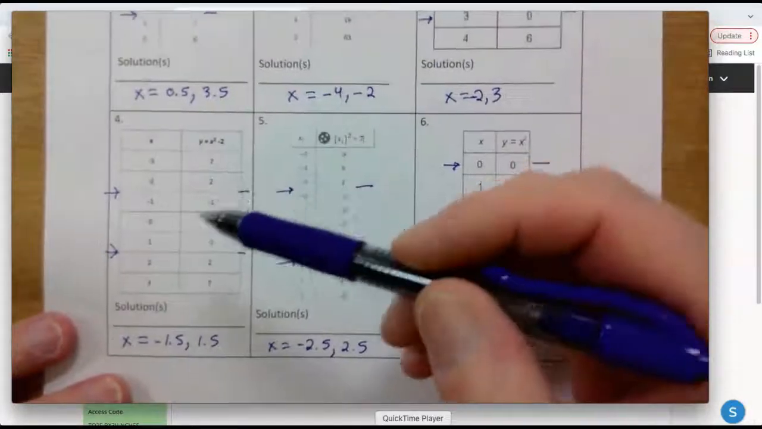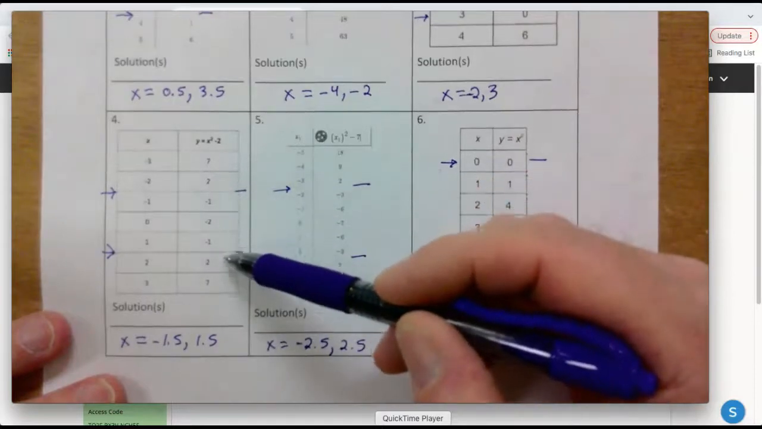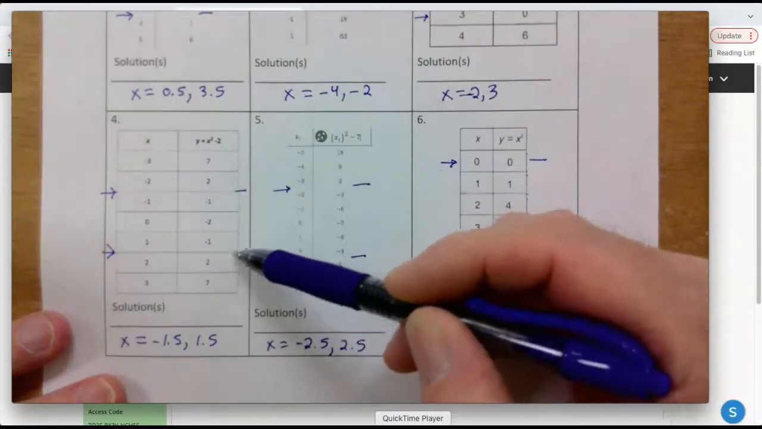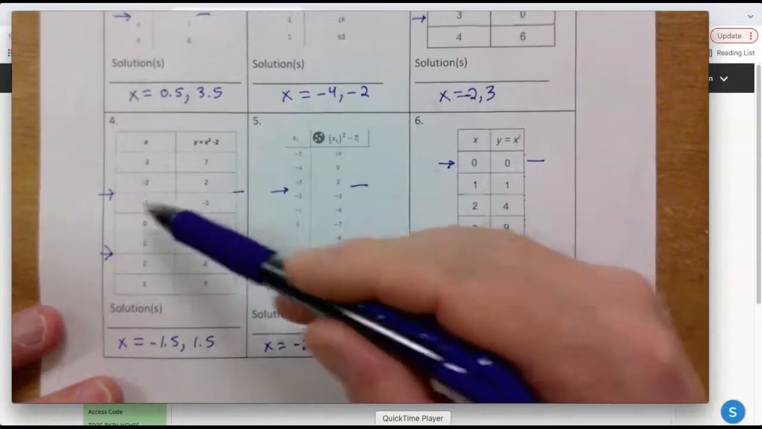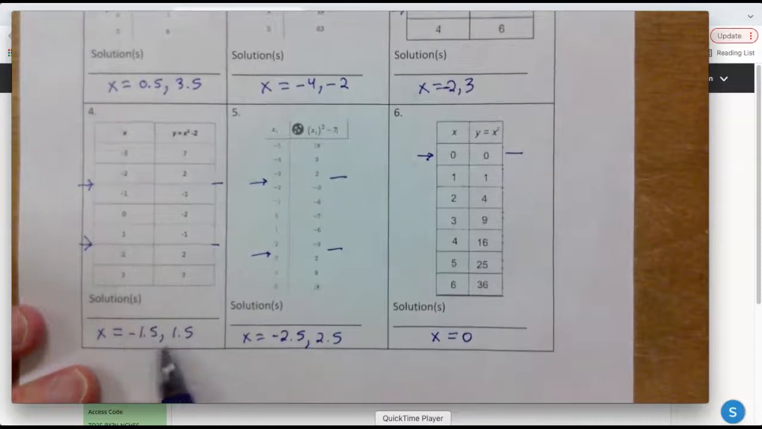All right, this one we have to approximate here again because it goes from positive to negative right here. There's no zero marked. And here it goes from negative to positive. So they must have gone through zero somewhere in between here. So I approximated my solution. All right, negative 1.5 and 1.5.